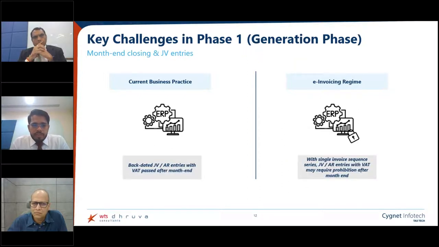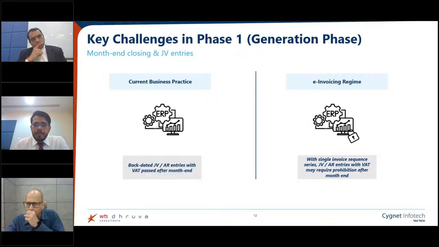This is the fourth, and the biggest challenge that we could foresee, on month-end closing and JV entries. Generally, companies have a window of the first week open for passing the month-end and JV entries, which impacts the VAT liability of a particular company. Companies generally keep the books open till the first week of the next month. Now, with a single invoice series, this may not be possible under the e-invoicing regime.